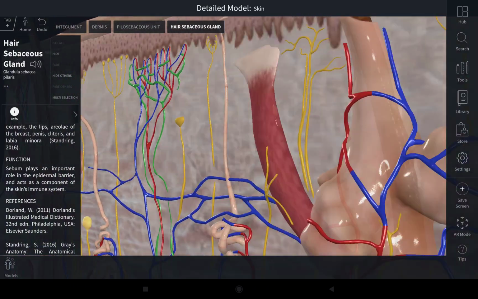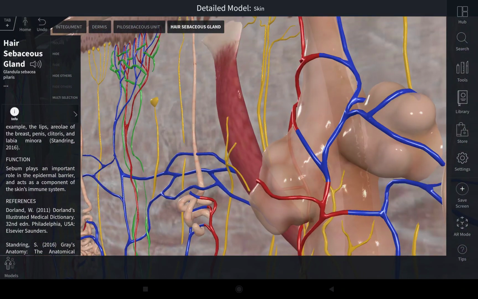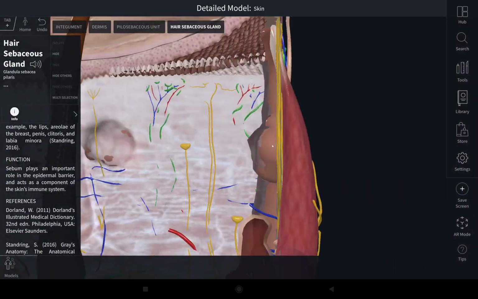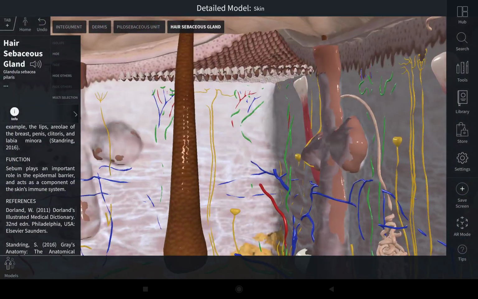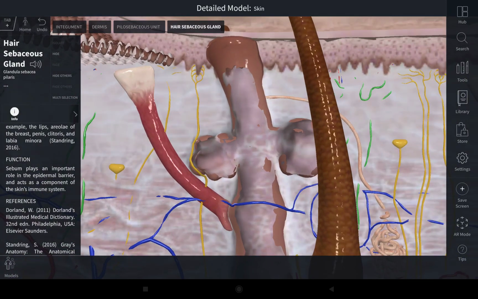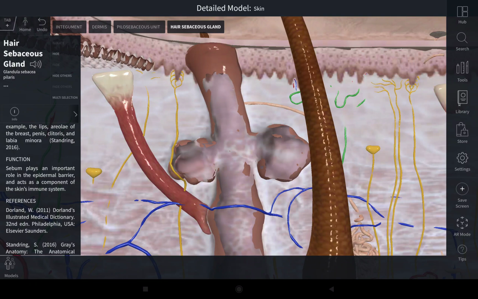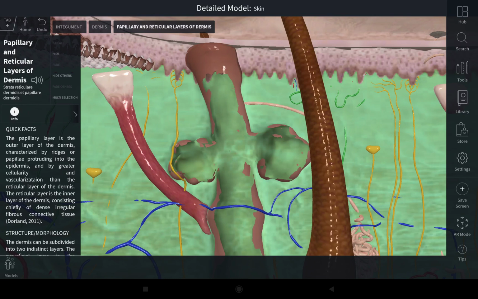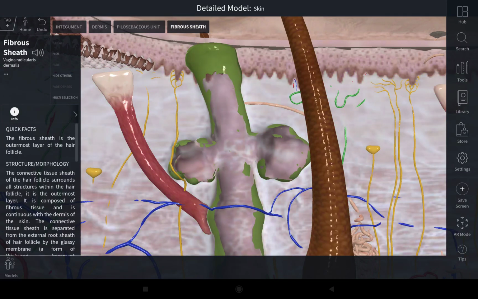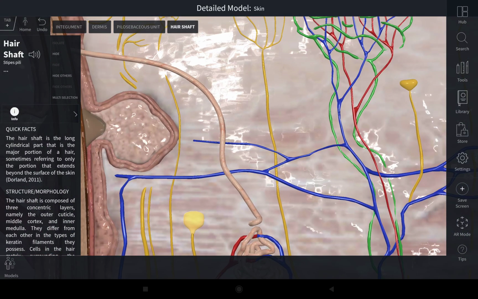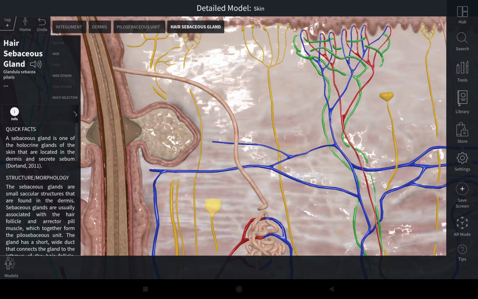If we go inside the skin, we can see this is the sebaceous gland from inside of the skin. This is the arrector pili muscle. This is the hair fibrous sheath. This is the hair shaft, and this is the sebaceous gland.